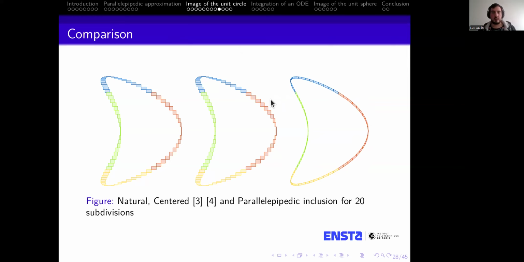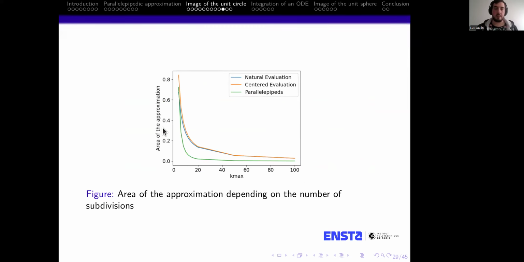If we look at how this area evolves, on the abscissa you have the number of subdivisions. For example, if I take 20 subdivisions, it means that I have in total 80 boxes or 80 parallelepipeds. In ordinate, you have the area of the approximation, which is the sum of the area of each box or each parallelepiped. As we can see, we have a better result, and it seems like we are converging faster than the natural and the centered evaluations.